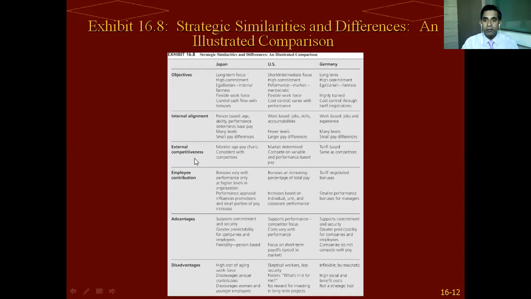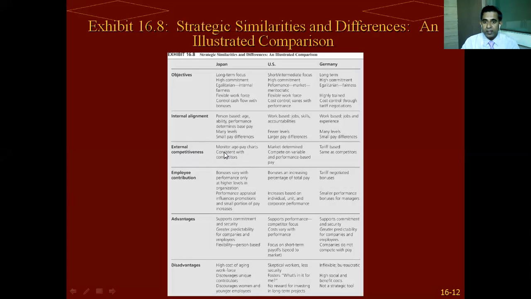Then external competitiveness, the second policy choice among the four policy choices. In Japan, employers monitor age pay charts, consistent with competitors. Generally, employers in Japan pay more or less equal to the competitor, so they maintain that equality and monitor age pay charts. At what age the employee should be at what level and how much their compensation should be. It looks like there is a sort of standard chart.